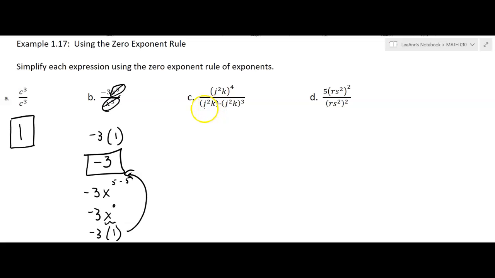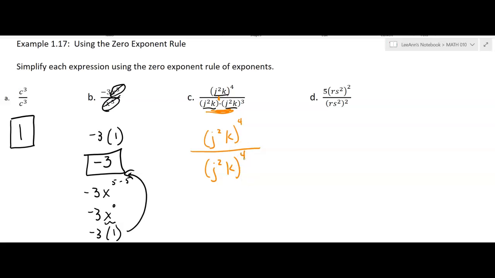Now what have I got going on here? I've got a base that's j squared k in all of these cases. Every set of parentheses has a base j squared k. The only thing that's missing is I don't have that 1, like right there if I want to see that. So in the numerator, I have j squared k to the 4th power. And then in the denominator, I'm multiplying here, so add those exponents, the 1 and the 3. And I have j squared k to the 4th power.